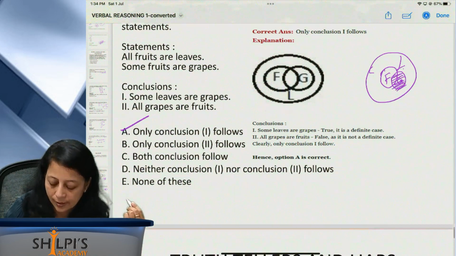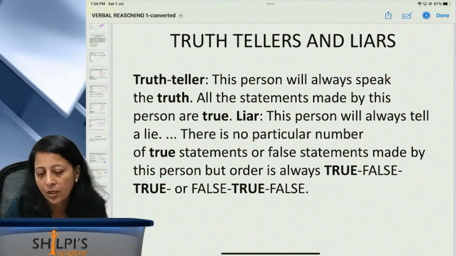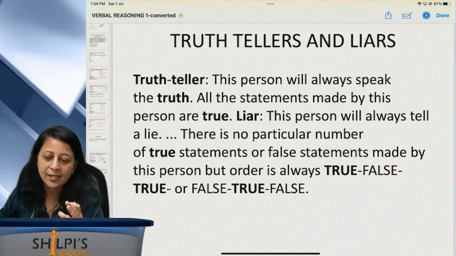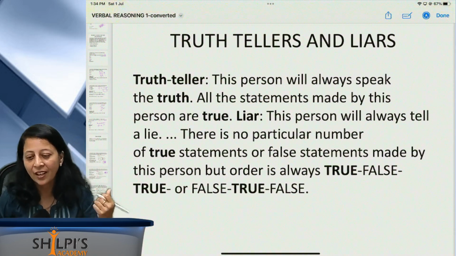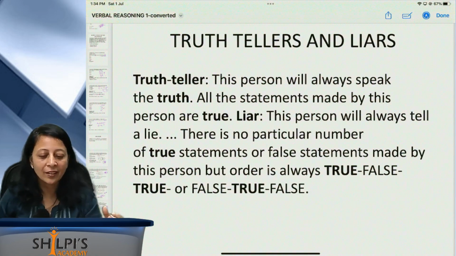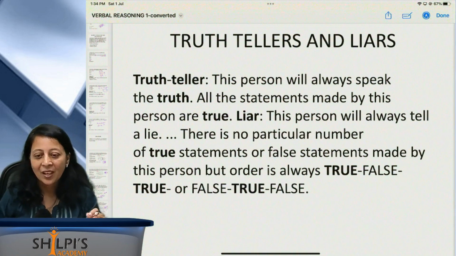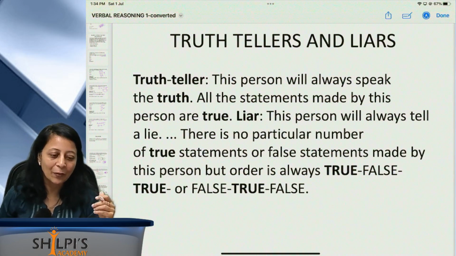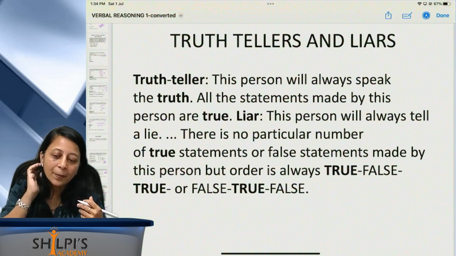Okay, students. So that is your syllogism. Now, this is truth tellers and liars. This is something like a story. You have to find out like dare, right? You would have played this dare or truth, something like that. Okay. So it's something like a story. You have to find out whether a person is a liar or he is telling the truth.